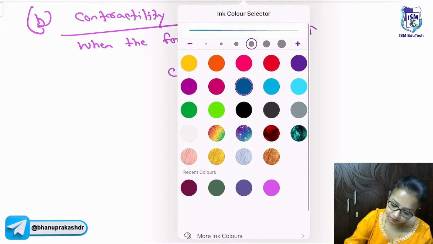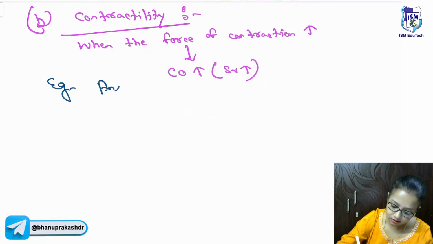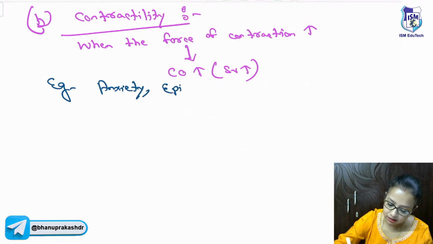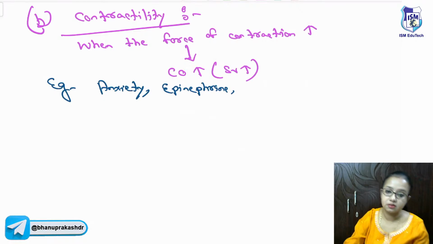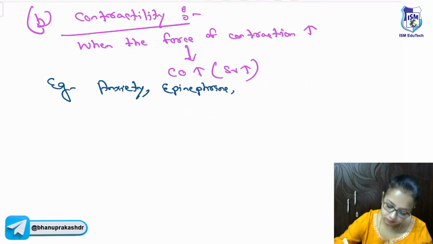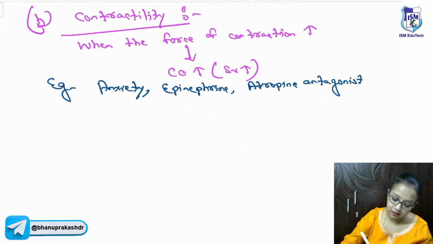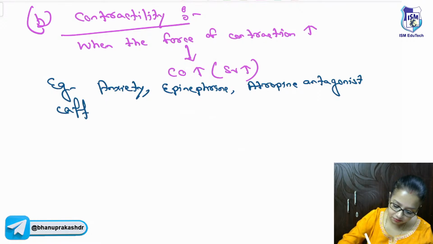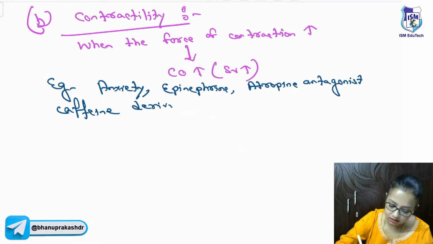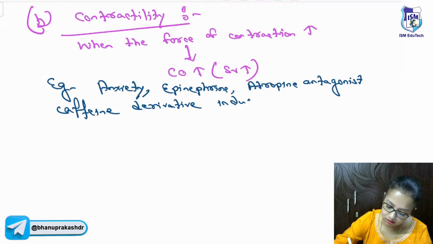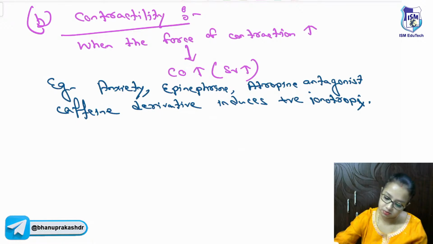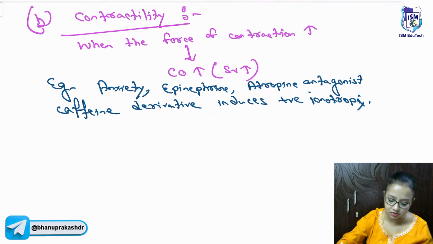For example, anxiety, epinephrine, atropine antagonist, or caffeine derivative induces positive inotropy. And of course, drugs like digitalis and all that we have discussed.